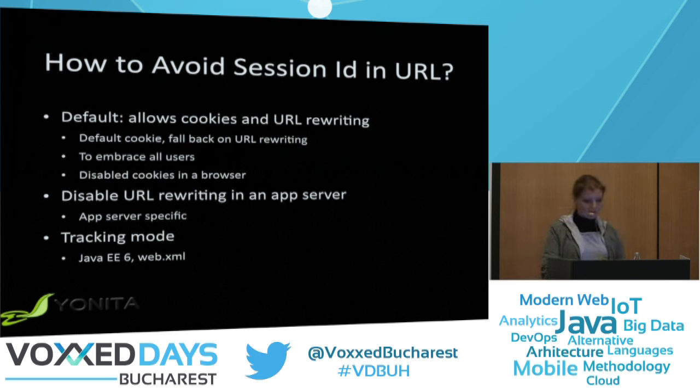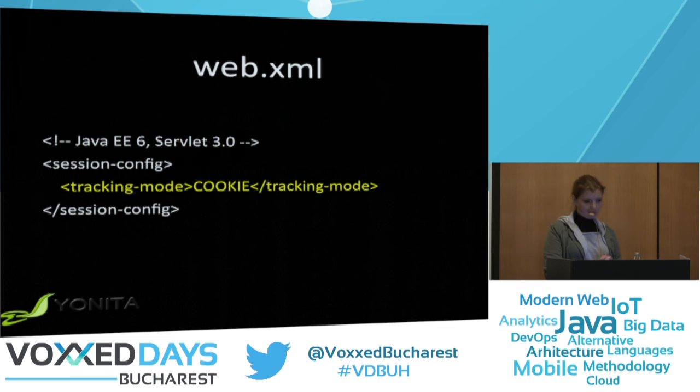The default behavior of a Java web app is that it allows cookies as well as URL rewriting. Cookies are the first choice, but an application falls back on URL rewriting in case of disabled cookies in the browser. There are two options to disable URL rewriting altogether. We can disable URL rewriting in the app server, which is app server specific configuration, or we can use a tracking mode in our web.xml. Tracking mode is a parameter available in web.xml since Java EE 6 and Servlet Spec 3.0. By setting tracking mode to cookie, we disable URL rewriting altogether.